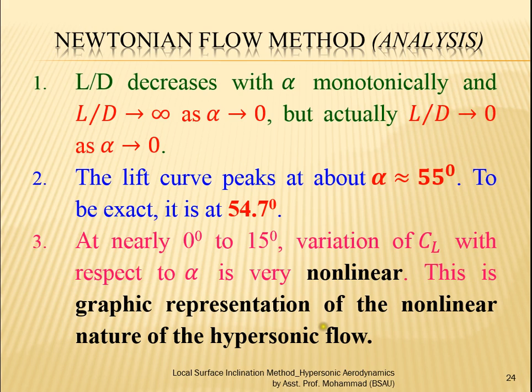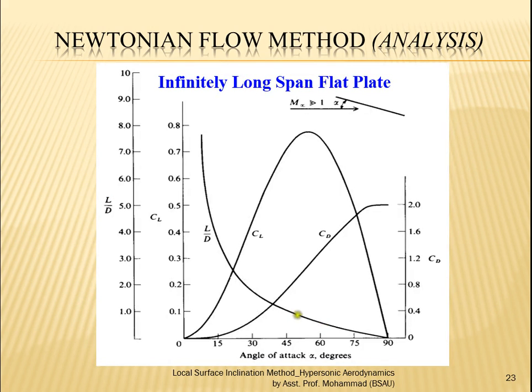We can understand that the phenomena involved are very complicated, so we cannot expect a linear relation. We also see that the behavior of lift with respect to alpha in the very narrow region of 0 to 15 degrees is very non-linear. In normal cases, at low speed, meaning subsonic, as well as supersonic speeds, we get a linear relation. We know that the CL alpha curve is linear, but here it's non-linear. At low angles, it shows very non-linear behavior.